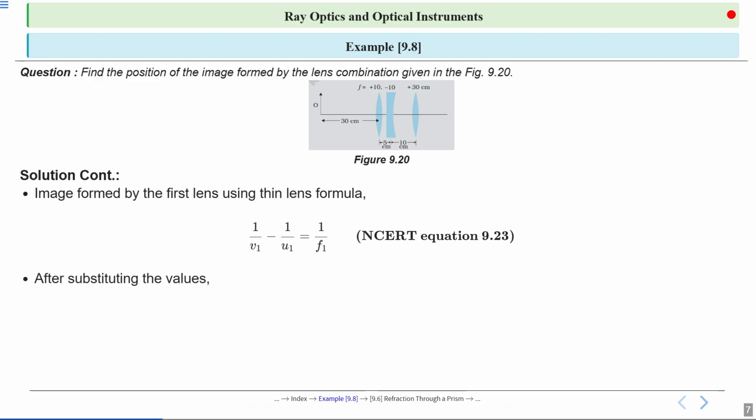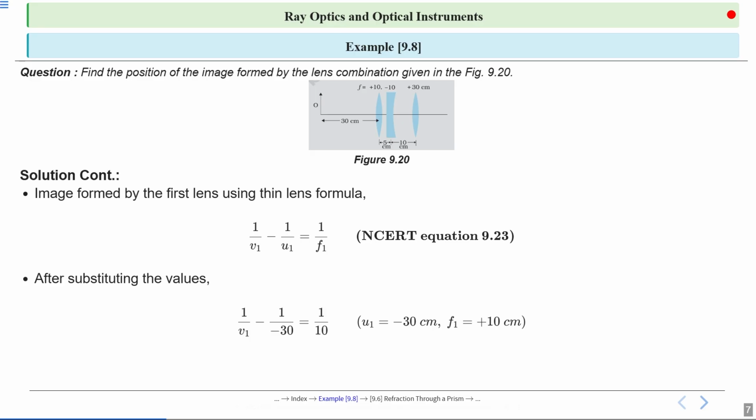Now let's substitute the given values into the formula. By substituting, we can solve for the unknown variable, which in this case is the image distance v1. So after substituting the values, we have 1 upon v1 minus 1 upon minus 30 equals 1 upon 10.